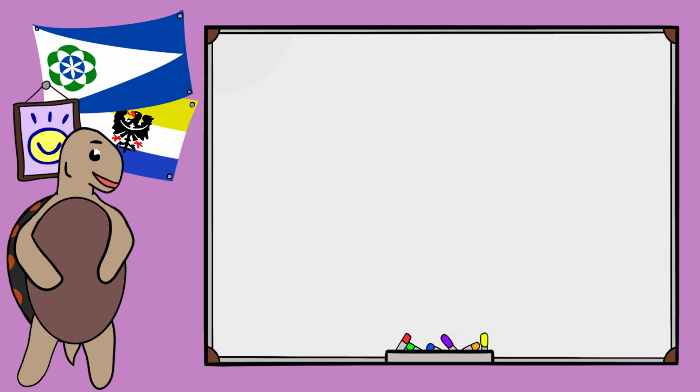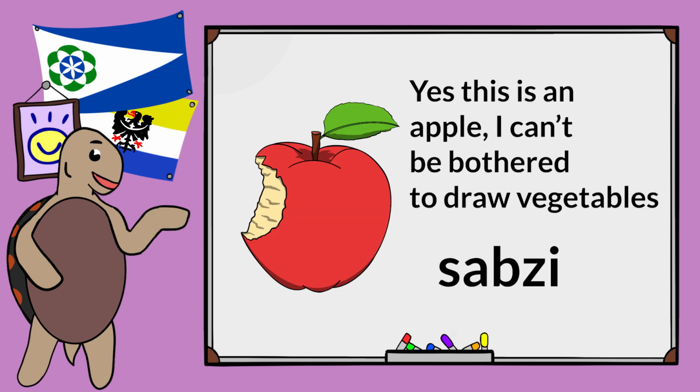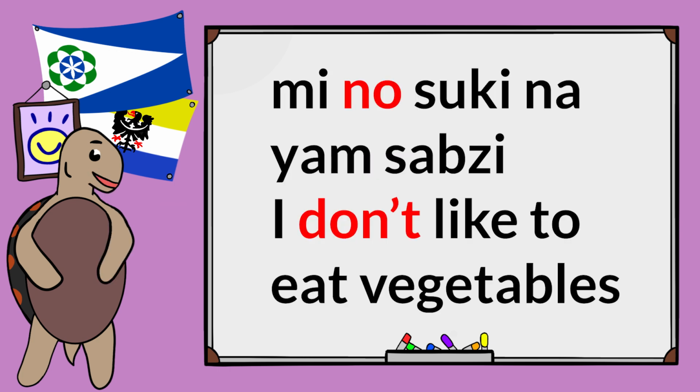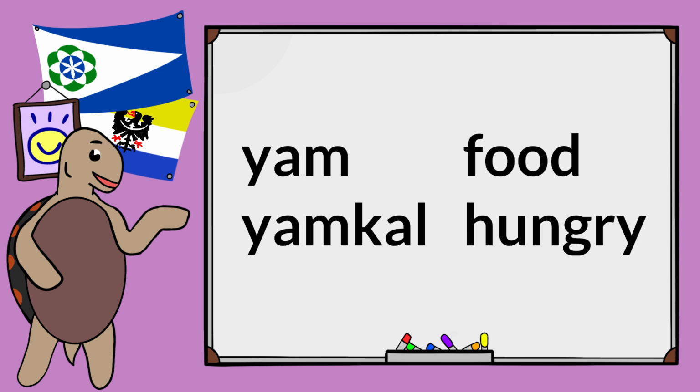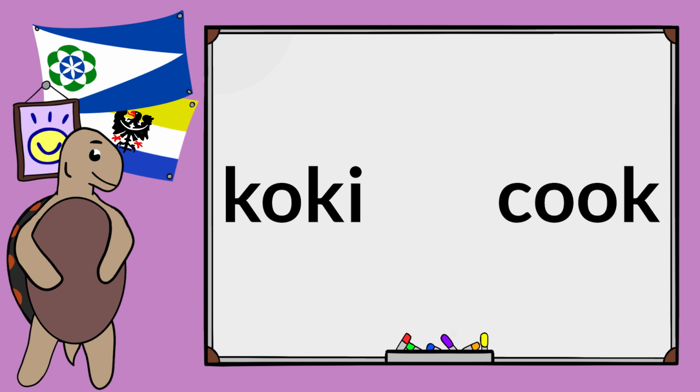But maybe you want to say you don't like something, like eating vegetables. Sabzi. Mi no suki na yam sabzi. You could also rephrase it. Mi suki na no yam sabzi. I like to not eat vegetables. Very simple in my opinion. All this talk about food, yam, made me hungry. Yam kal. So let's cook a bit.